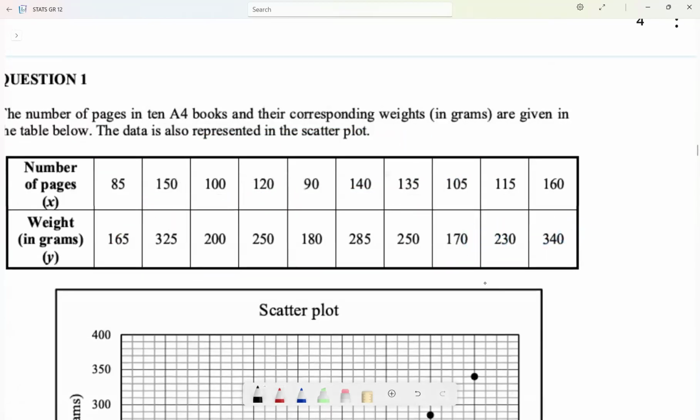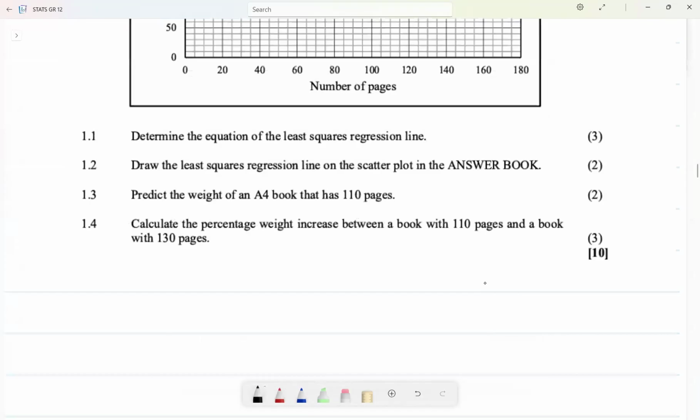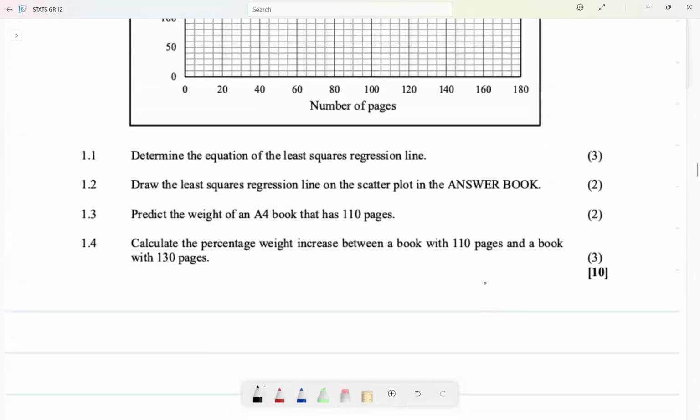Cool. So now, if we do that quickly, we get that the least square regression line is negative 43.72 plus 2.36x. You can quickly confirm if your answer is the same as mine. And this is for 3 marks.